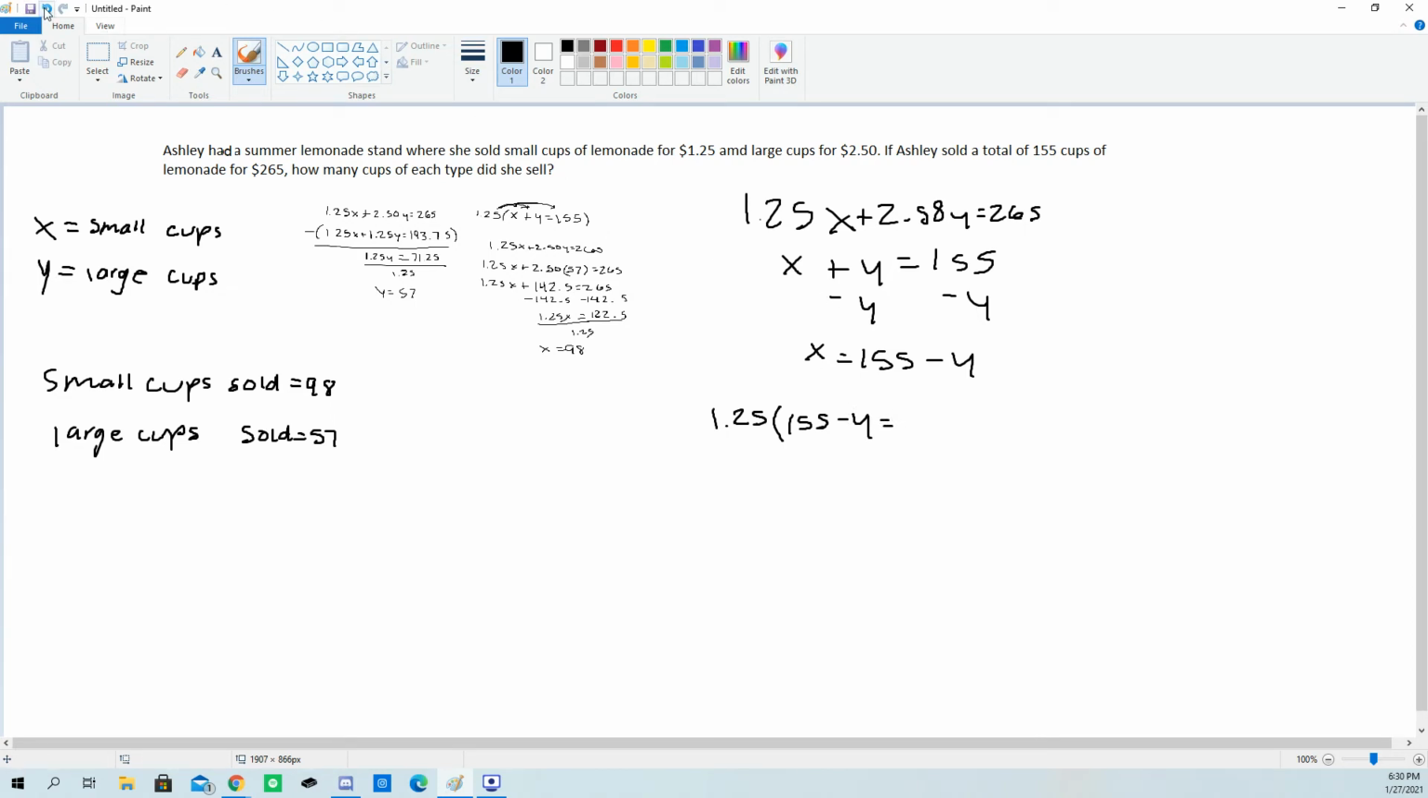plus 258y equals 265. So then we're going to distribute, put 1.25 into both of those. 1.25 times 155 is 193.75 minus 1.25y plus 258. Where did I get that number?